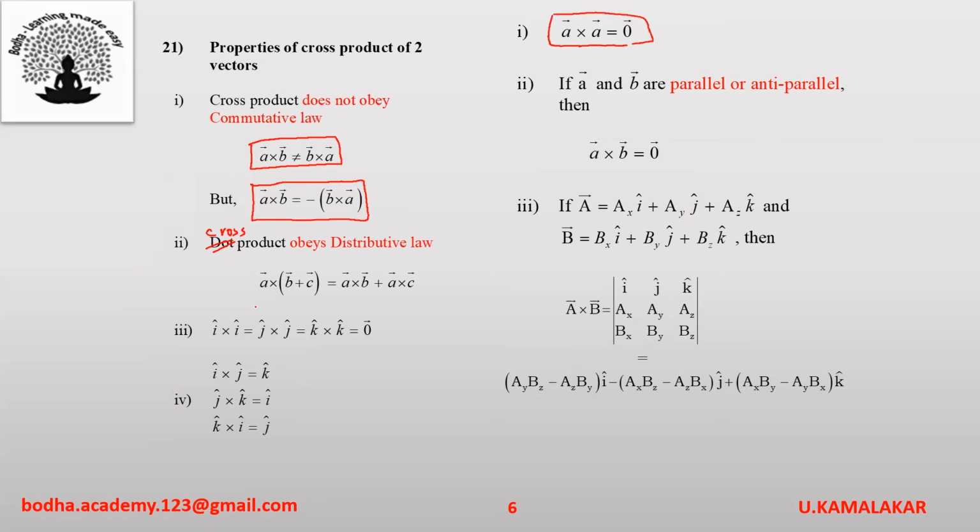Next point, if a bar and b bar are parallel or anti-parallel vectors, then a bar cross b bar is equal to 0 bar. Next point, if a bar is equal to ax i cap plus ay j cap plus az k cap and b bar is equal to bx i cap plus by j cap plus bz k cap, then a bar cross b bar is equal to the determinant with rows i cap j cap k cap, ax ay az, bx by bz.